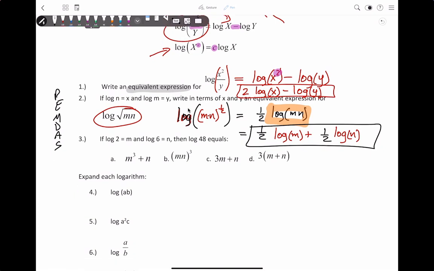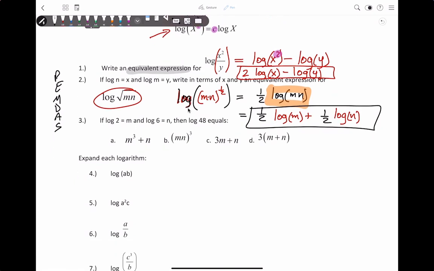Now, number 3 says if log of 2 is m, log of 6 is n, then log of 48 equals what? Okay, so there's quite a bit going on right here. All right. So first of all, let's recognize what relationships exist between the two. If I'm looking for log of 48, this is the same as log of 8 times 6. And I just chose 2 factors that multiplied to give me 48. But the reason why I chose 6 in particular is because I have a 6 over here.